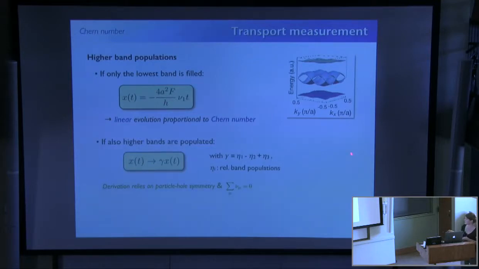Now, if we consider that higher bands are also populated, we can rewrite our formula, and we will see that due to the higher band population, we would expect a reduced motion. So the slope of this linear motion is reduced by what we call the filling factor, which is computed by taking into account the relative band populations in the Hofstadter bands.